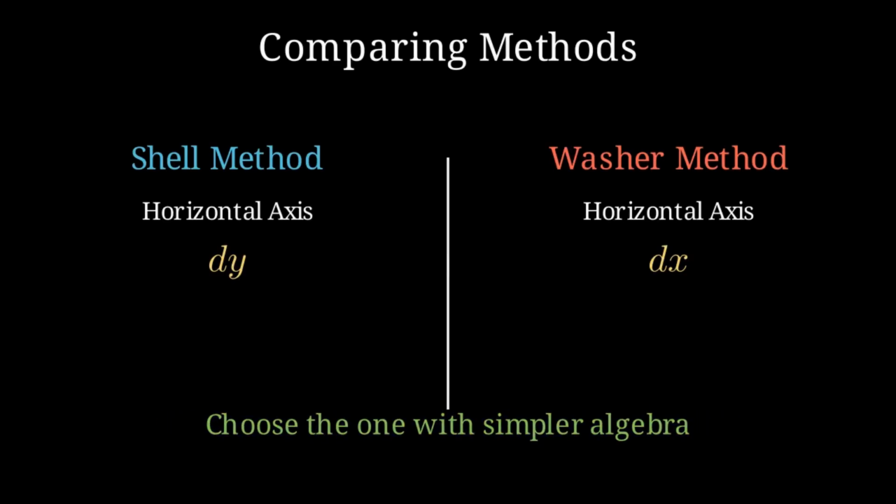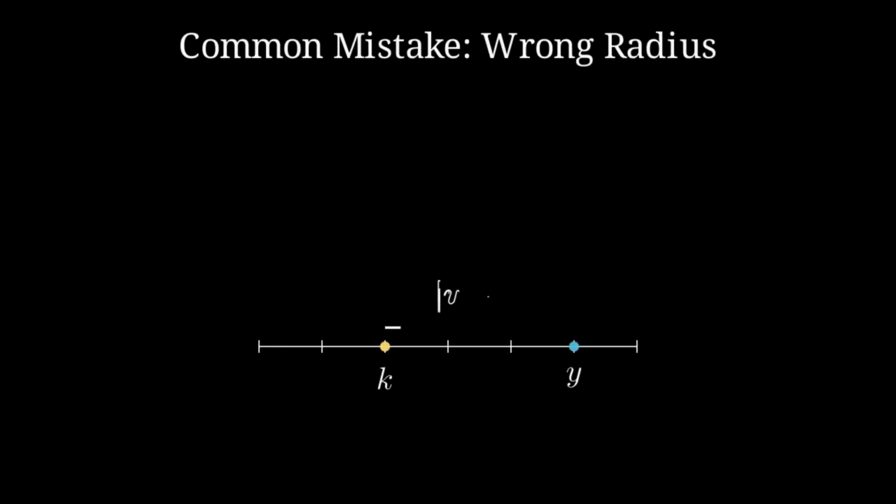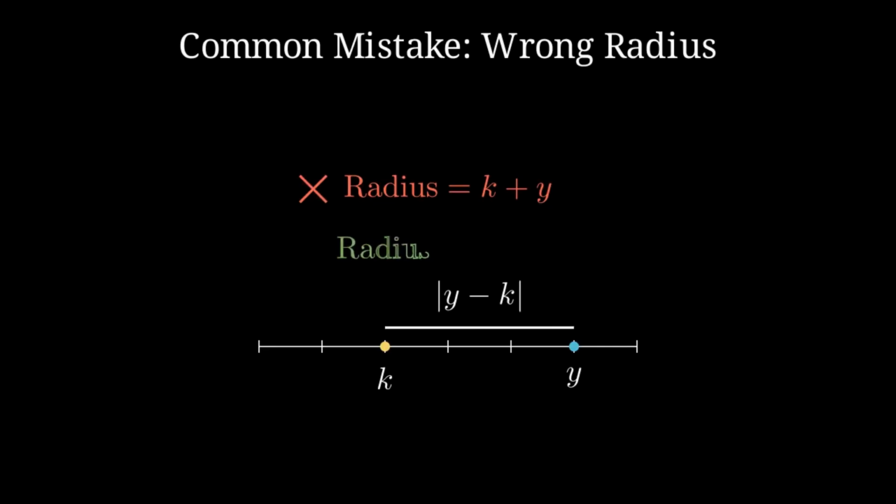If your functions are already solved for x, shells are usually much faster because you avoid having to square binomials or solve for y. A common error is incorrectly adding the shift to the radius. Remember, the radius is a distance. Always visualize the gap between the axis and the strip. If you get a negative volume, check if you subtracted your radius or height terms in the wrong order.